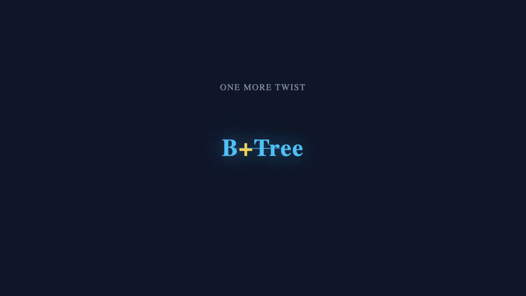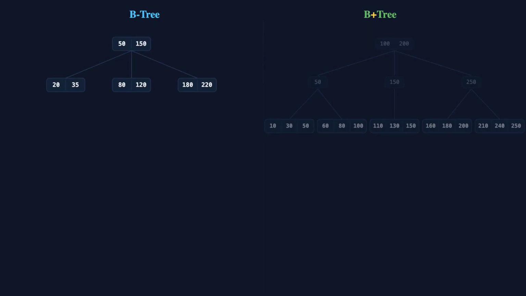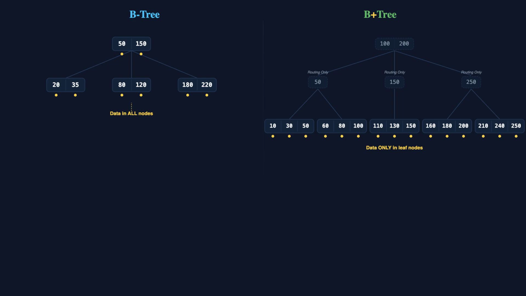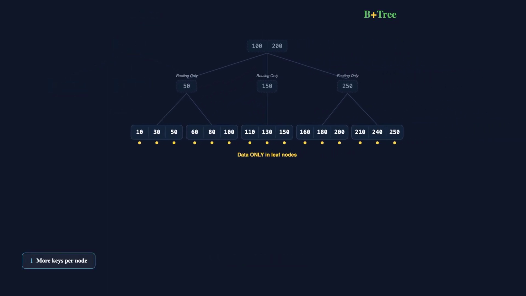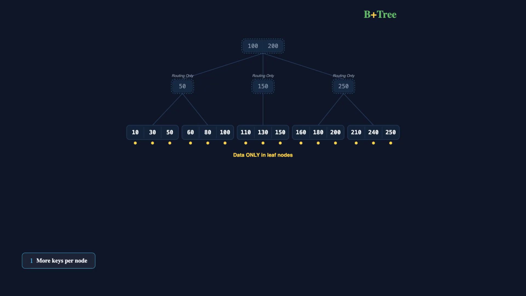There's one more twist. Most databases don't actually use plain B-trees. They use a variant called the B+ tree. In a regular B-tree, data can live in any node, internal or leaf. In a B+ tree, all the actual data lives only in the leaf nodes. Internal nodes are purely for routing. They hold keys and pointers, nothing else. Why does this matter? 2 reasons. First, since internal nodes don't store data, they can fit more keys. More keys per node means an even wider, shallower tree, even fewer disk reads.